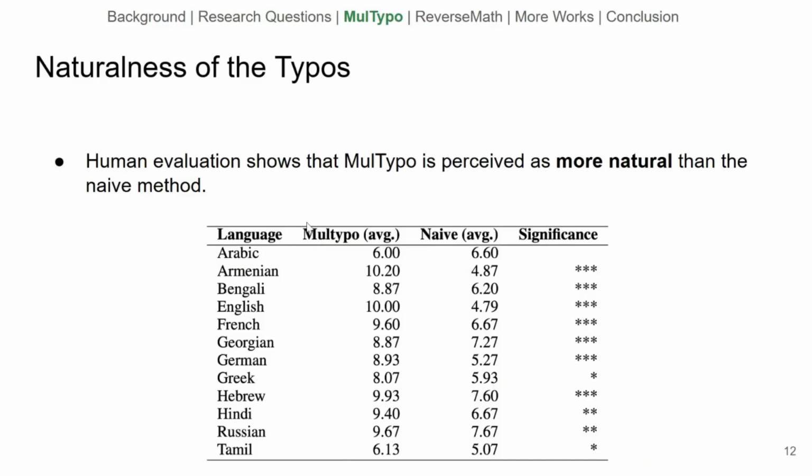The only outlier is Arabic. We think the reason it did not pass the human evaluation is maybe because it has a very different script system compared to all the other languages. It could be a very interesting future work.